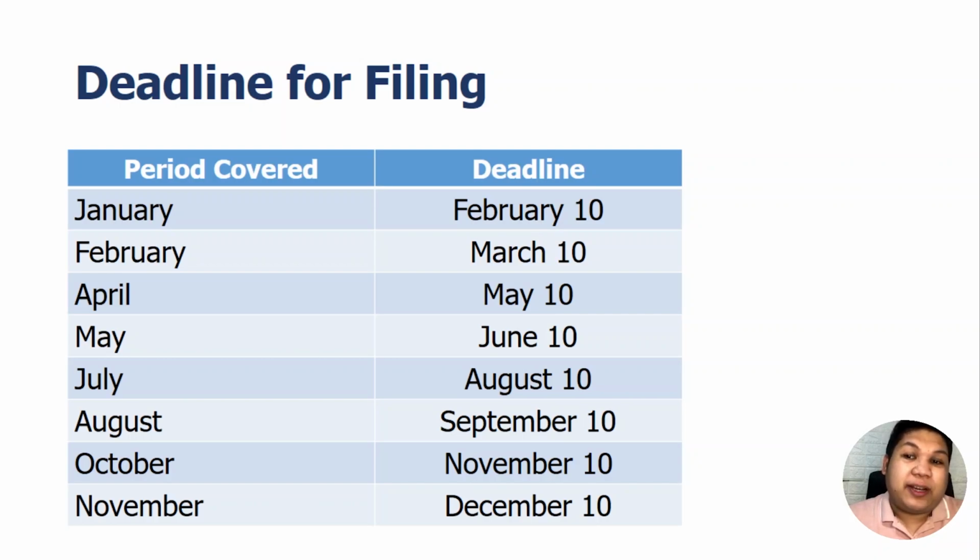Okay, so for April and May, that is for the second quarter. So we'll be remitting that on the 10th day following the end of the month of that quarter. Now let's have an example on how we file the 0619E using the eBIR forms.